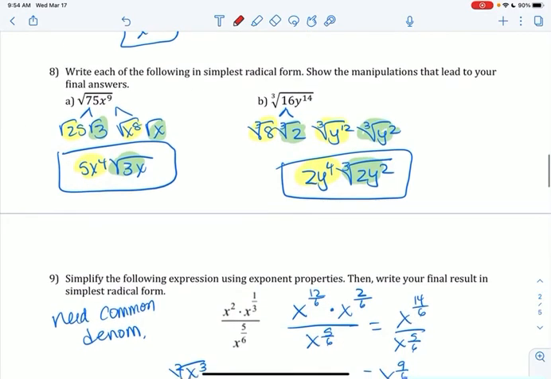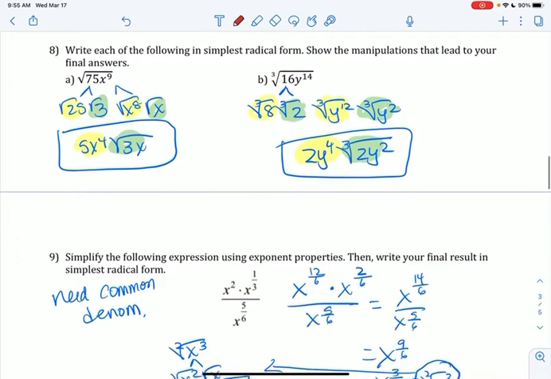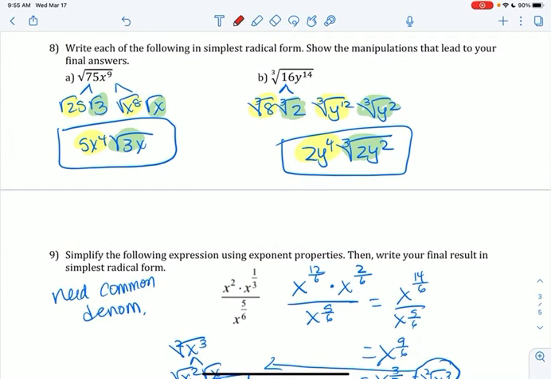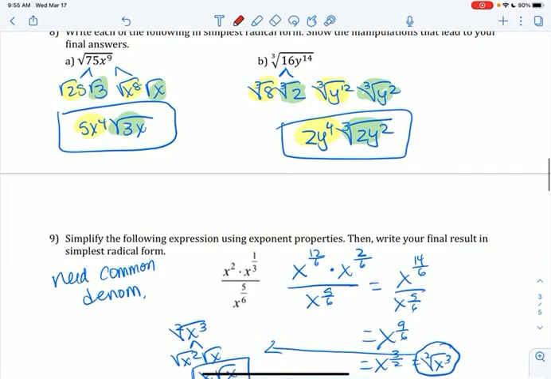8, I'm going to simplify radicals. So the 25 breaks down to radical 25 and radical 3. X to the 9th breaks down to x to the 8th and x. Everything I have highlighted in yellow is a perfect square. Everything I have highlighted in green is not a perfect square. So the 3 and the x will stay under the radical. Radical 25 becomes 5, and radical x to the 8th becomes x to the 4th.